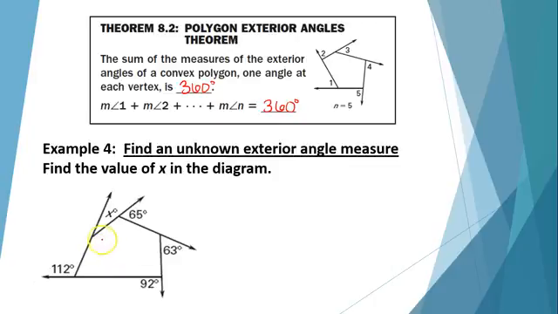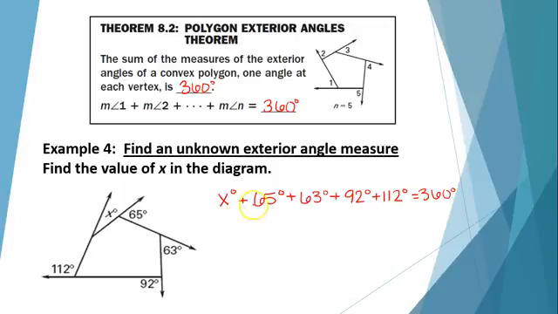And how to find unknown exterior angle measurements. Just like in the previous exercise, we are going to add up all the angle measurements that we have here and set it equal to 360. Let's do this. Start with x, add it to 65. I like to just go around clockwise. And 112. All of that is equal to 360 degrees.